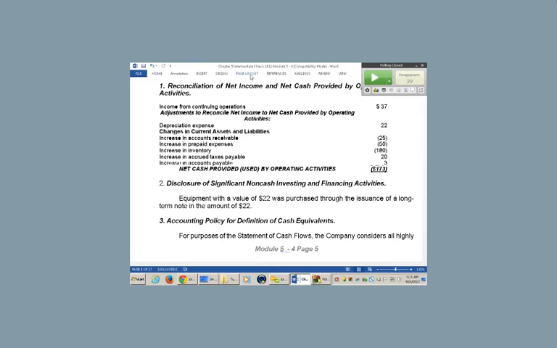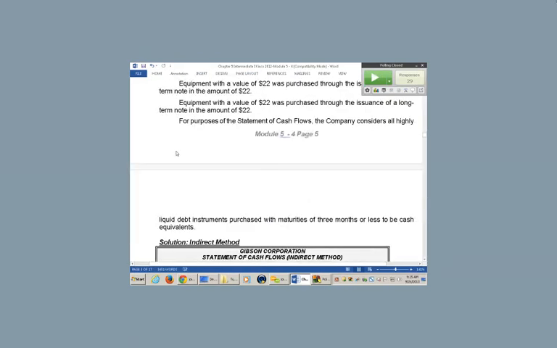Definition of cash equivalents. It tells you that for purposes of the statement of cash flows, the company considers all highly liquid investments purchased with maturities of 3 months or less to be cash equivalents. So those are the required disclosures that must be presented on the direct method cash flow statement.